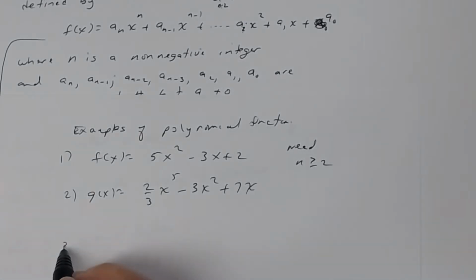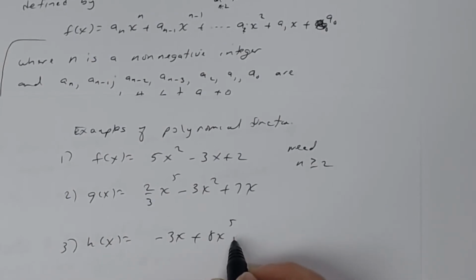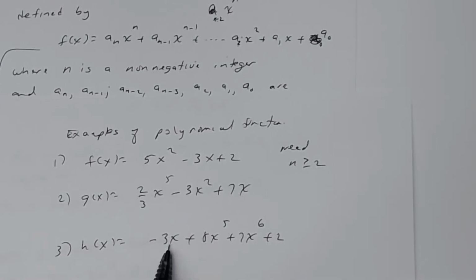Okay. Number 3, h of x equal negative 3x plus 8x to the 5th plus 7x to the 6th plus 2. All right, so this is still a polynomial function. It is not in descending order. All right, so don't consider this a leading term. When we put in descending order, our leading term is going to be this right here. Okay, so but notice that all the exponents are integers, positive whole numbers. Okay, the coefficients are all real numbers.